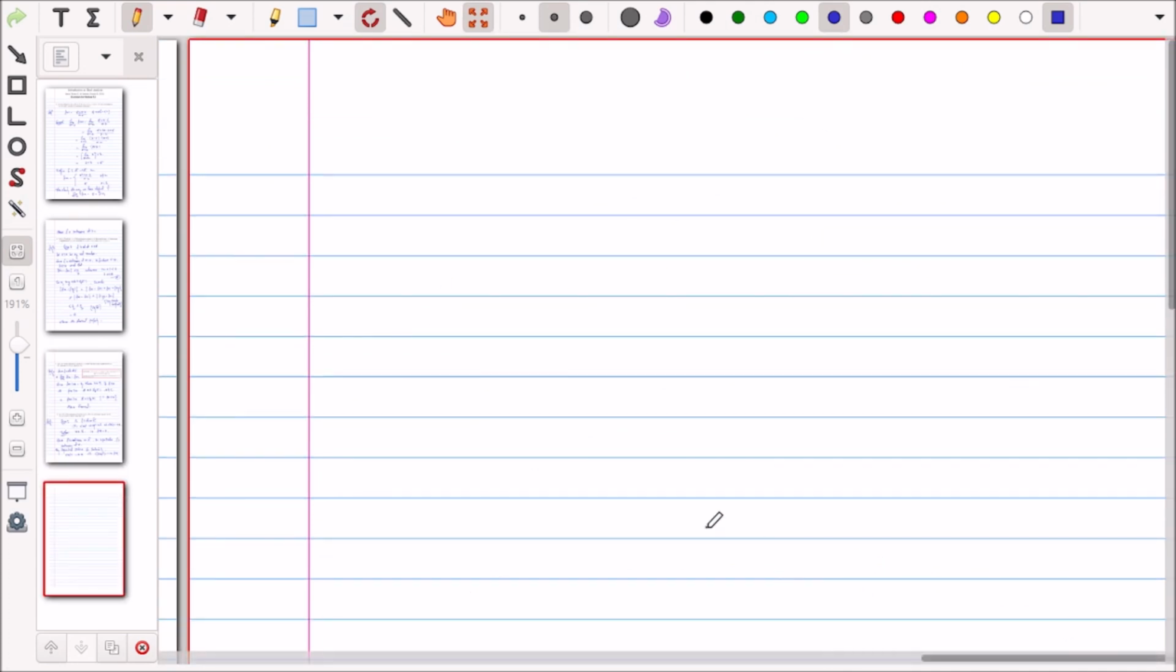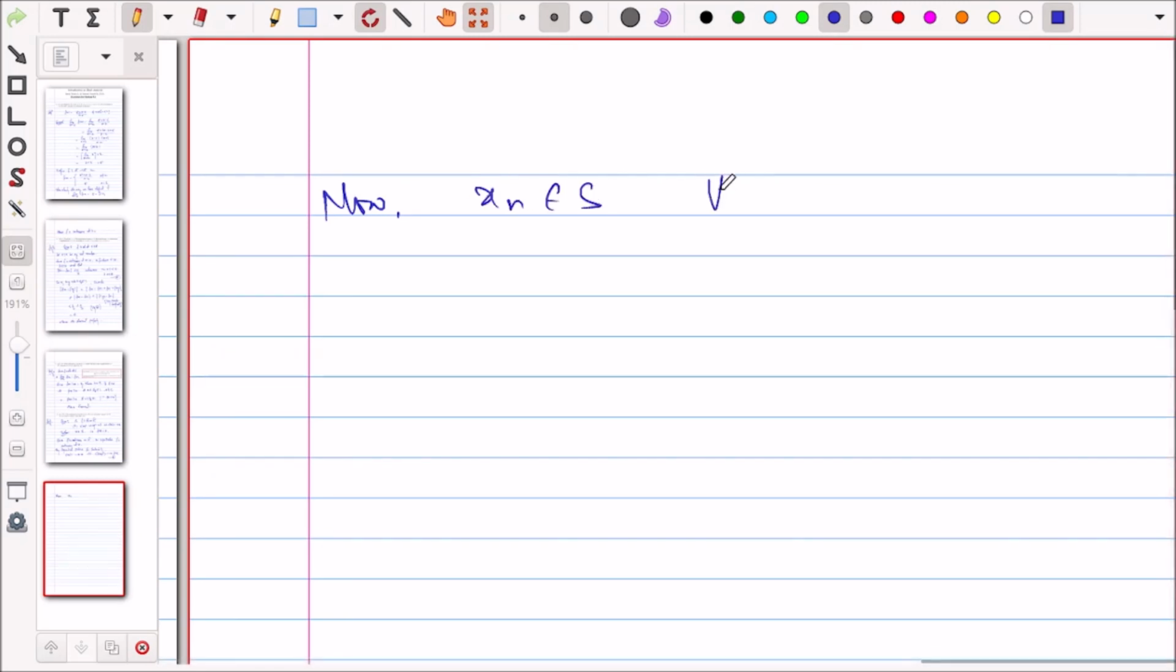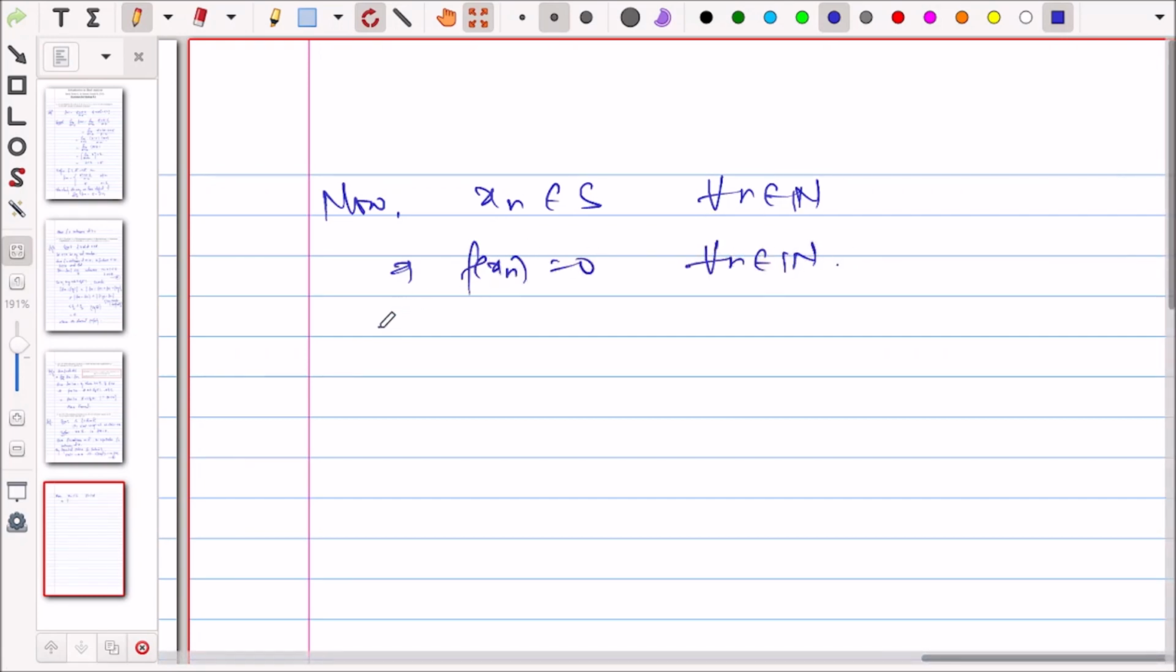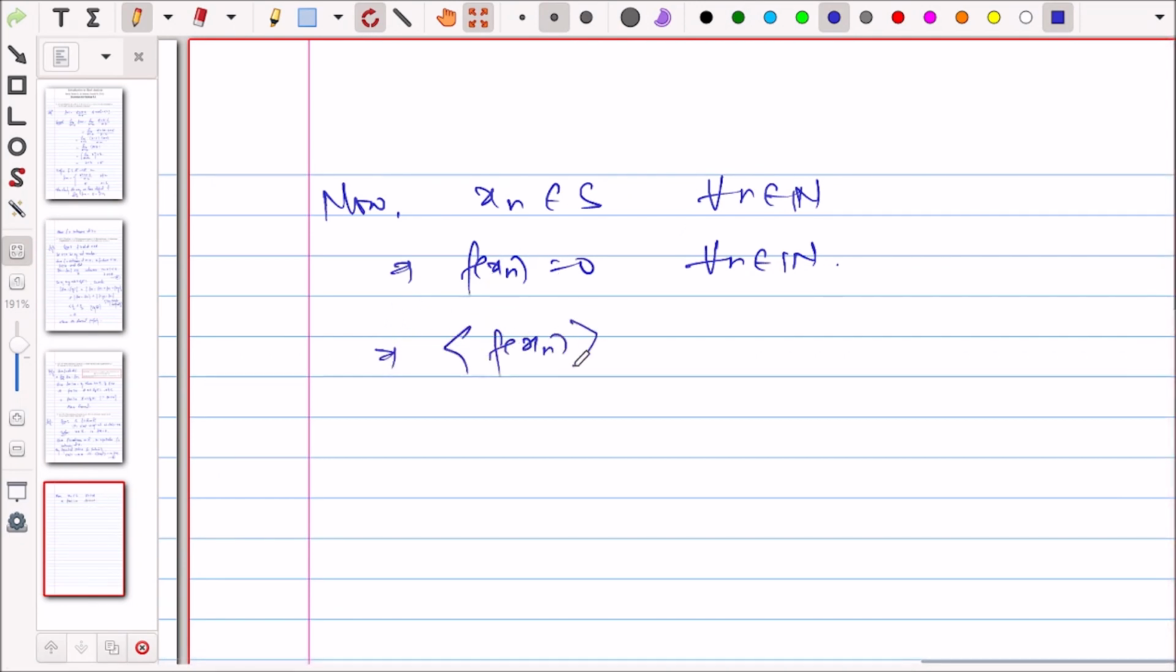Now x_n belongs to S for all n belonging to N. What does this imply? This implies that f(x_n) is equal to 0 for every n in N, and this implies that your f(x_n) is a constant sequence, so it converges to 0, right? And so this is double star.